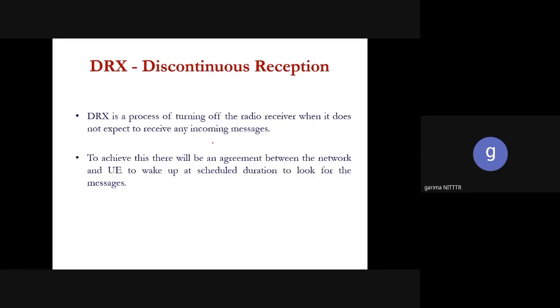Discontinuous reception is basically the process of turning off the radio receiver when it does not expect to receive any incoming messages. Whenever your mobile phone is observed by the BTS and it doesn't expect any message reception, it will turn off for a particular time and then turn on again. During the periods when it is turned off, you get the power saving feature. To achieve this, there will be an agreement between the network and the user equipment, so that it wakes up at the scheduled duration to look for the messages received by the receiver.